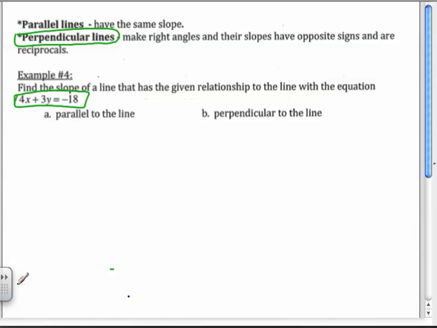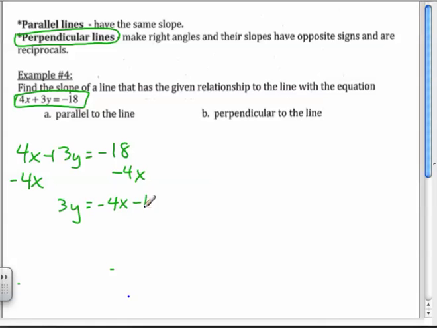What's the slope of the line they gave us? I don't know. Can we find out? What do we do, Hobbs? All right, well, let's do that. 4x plus 3y is equal to negative 18. We're going to subtract 4x, right? And we're going to get 3y is equal to negative 4x minus 18. Then what do I do? Divide everything by 3. And I'm going to get y is equal to negative 4 over 3x minus 6.